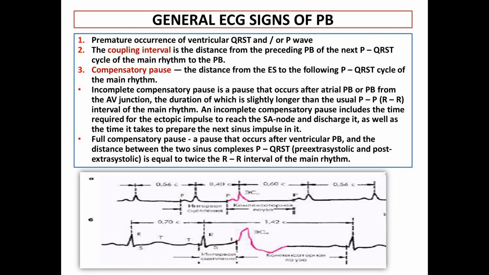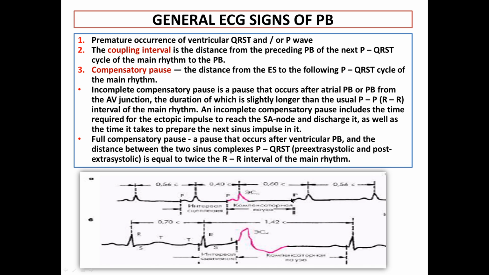What are the general ECG signs of premature beating: premature occurrence of the ventricular QRST or P wave. You see premature occurrence, and you can also distinguish two intervals and a pause. First is the coupling interval. You see here the coupling interval between this PP. The coupling interval is the distance from the preceding beat of the main rhythm to the premature beat, the preceding QRST cycle of the main rhythm to the premature beat.